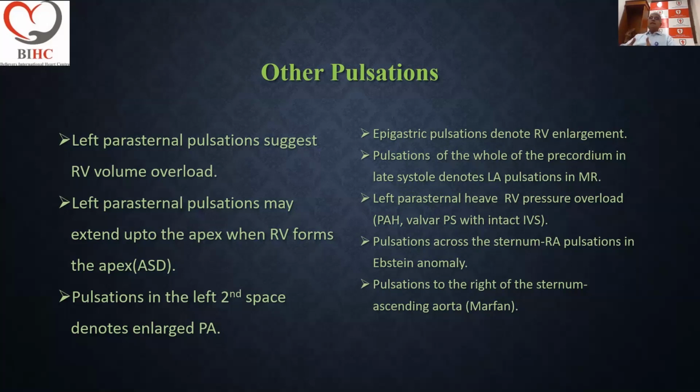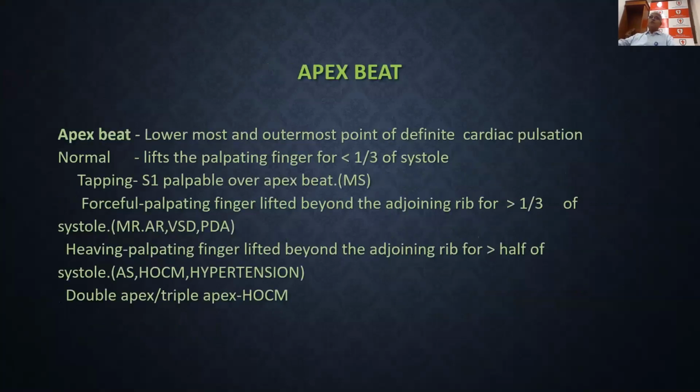The left parasternal heave, elicited by keeping the side of your hand on the left parasternal region, is a sign of RV pressure overload, as in pulmonary hypertension or in severe valvar PS. You may find rippling pulsations across the sternum in Epstein's anomaly. And systolic pulsations to the right of the sternum is a feature of aortic aneurysm, which may happen in Marfan syndrome.